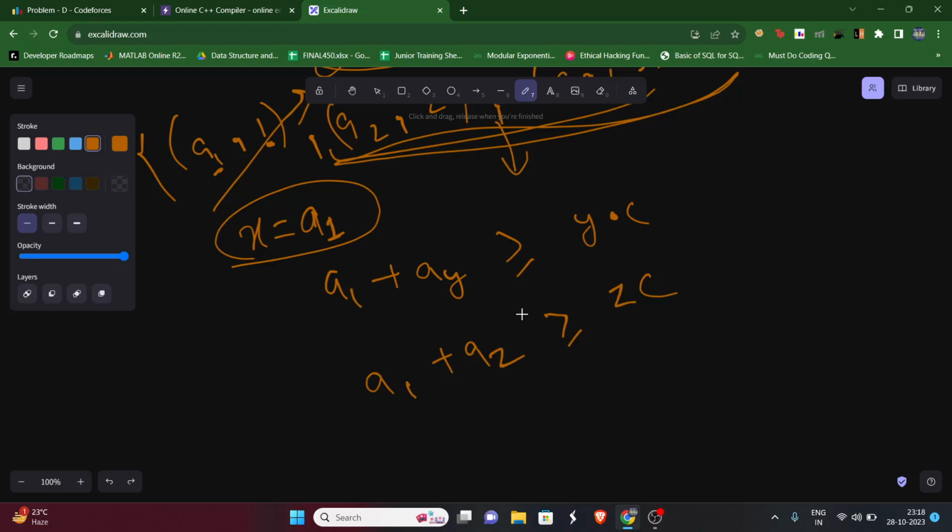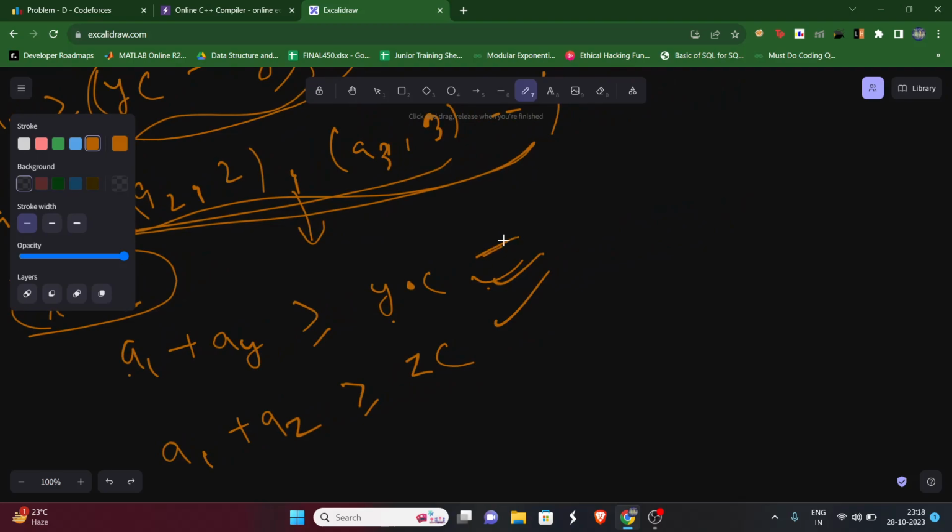So in this scenario, we'll have to decide which city to merge first. Let's say both are satisfying the condition. What condition? We can simply write that this condition can be evolved to something like this: A1 should be greater than or equal to YC minus A of Y, and the other condition can be written as A1 should be greater than ZC minus A of Z. If both are satisfying the condition, then it doesn't matter.